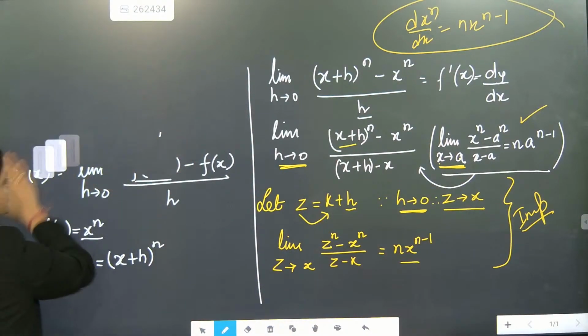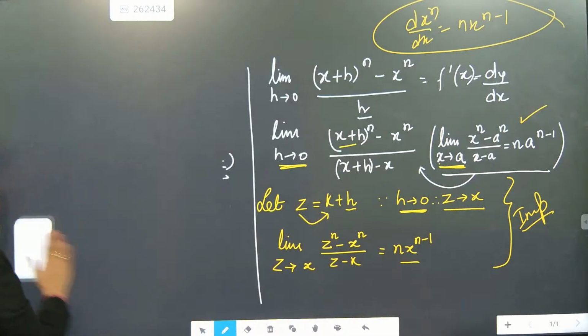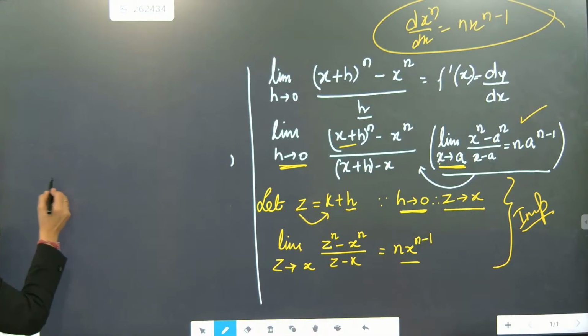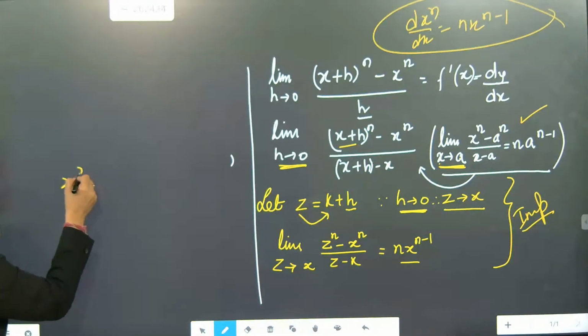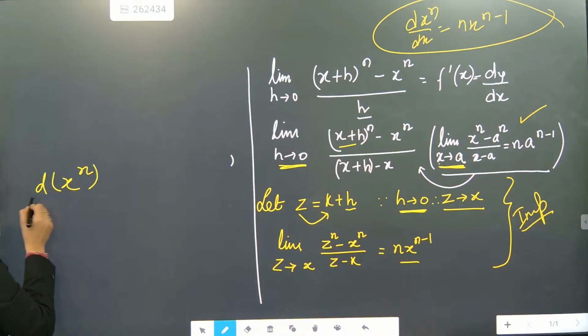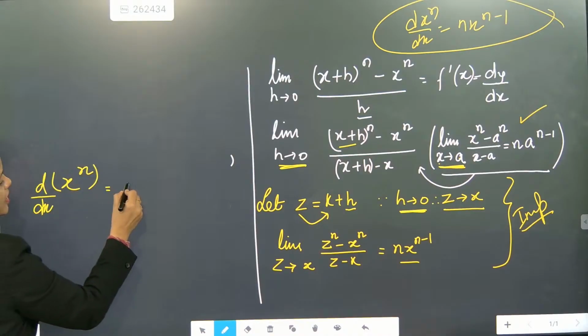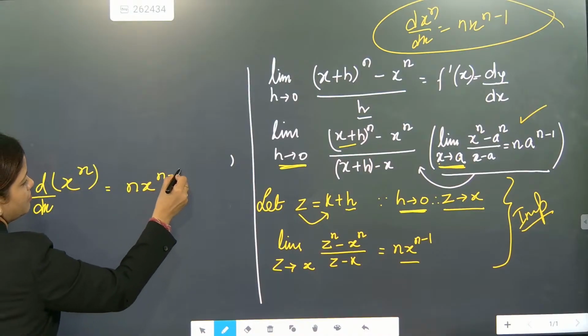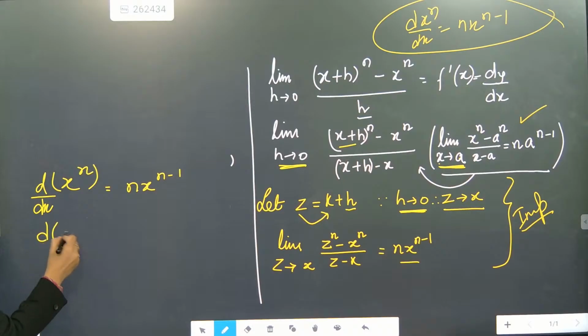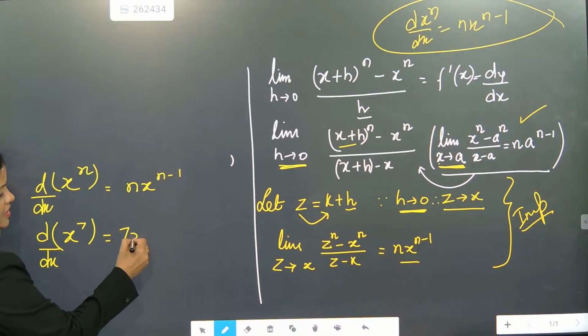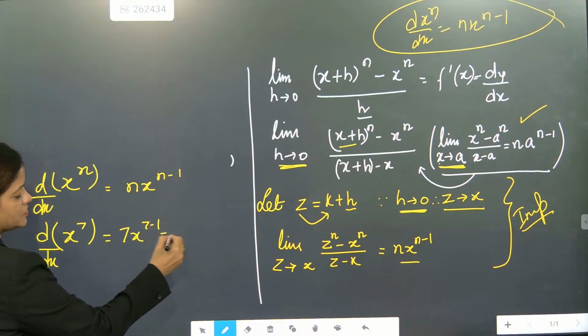Check here thereafter. If somebody asks us what is the differentiation of x to the power n, what answer are we going to give? n x to the power n minus 1. So if somebody asks us what is the differentiation of x to the power 7, directly what answer will come, beta? 7 x to the power 7 minus 1.